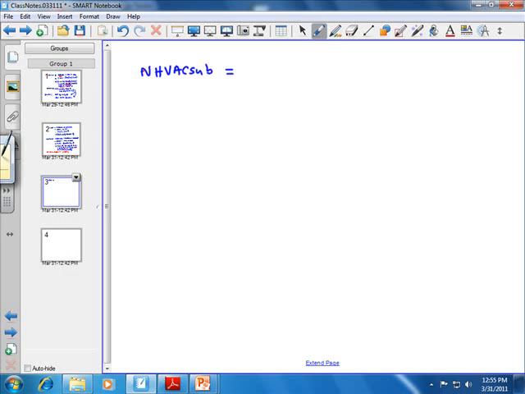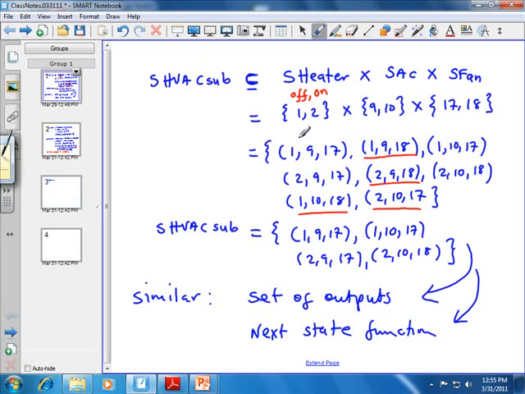Okay. So how should we define this one? We are going to consider all the possible states. So I'll just go back to the beginning here. We can actually consider all these states if we want to, and all the possible inputs, and then determine what state we go to next. But we already know that some of these states are not possible. So we can just consider the states that are possible.